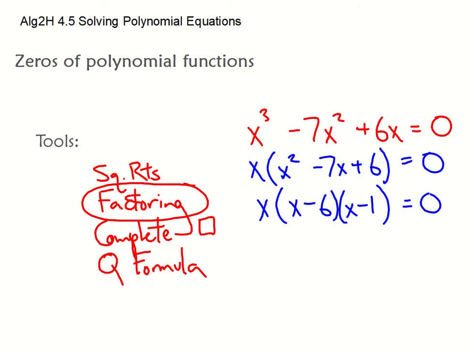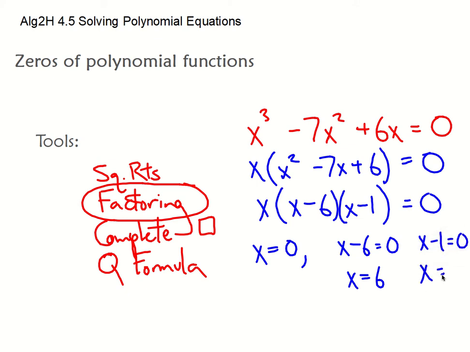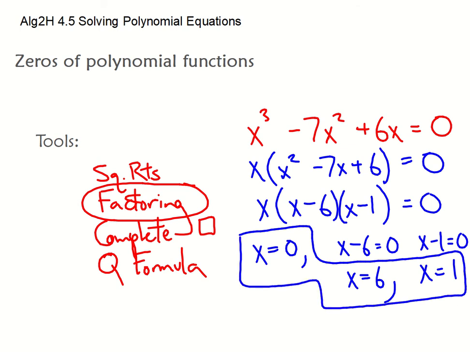So now I have three factors, and if I use the zero product property, I get x equals 0, x minus 6 equals 0, which means x would equal 6, or x minus 1 equals 0, which means x would equal 1. So I can find these three zeros for that function simply by factoring.